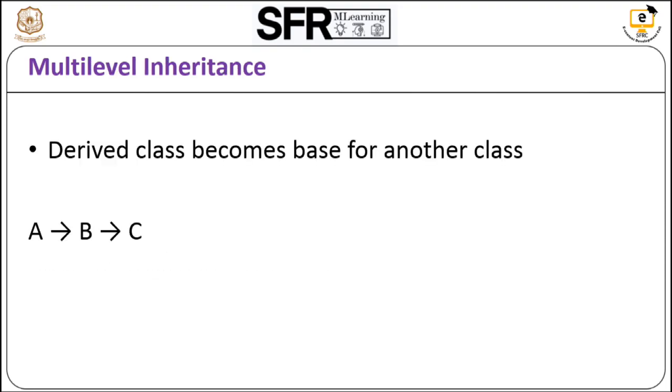In multilevel inheritance, a class is derived from another derived class. This creates a chain of inheritance, similar to a family generation structure.